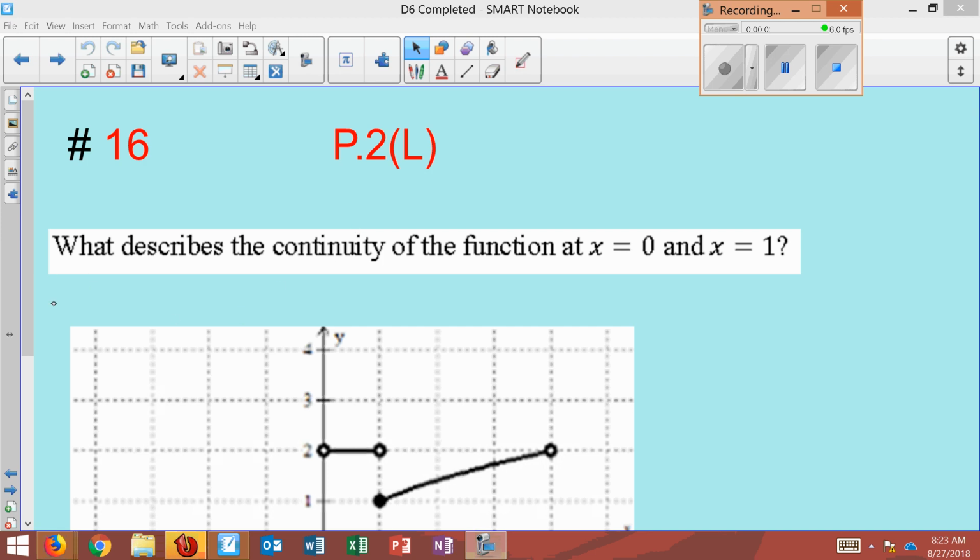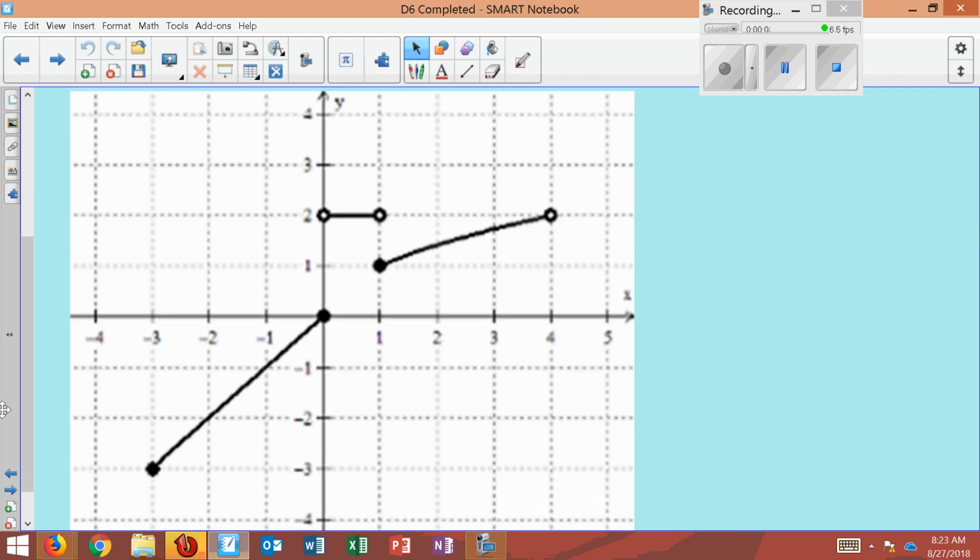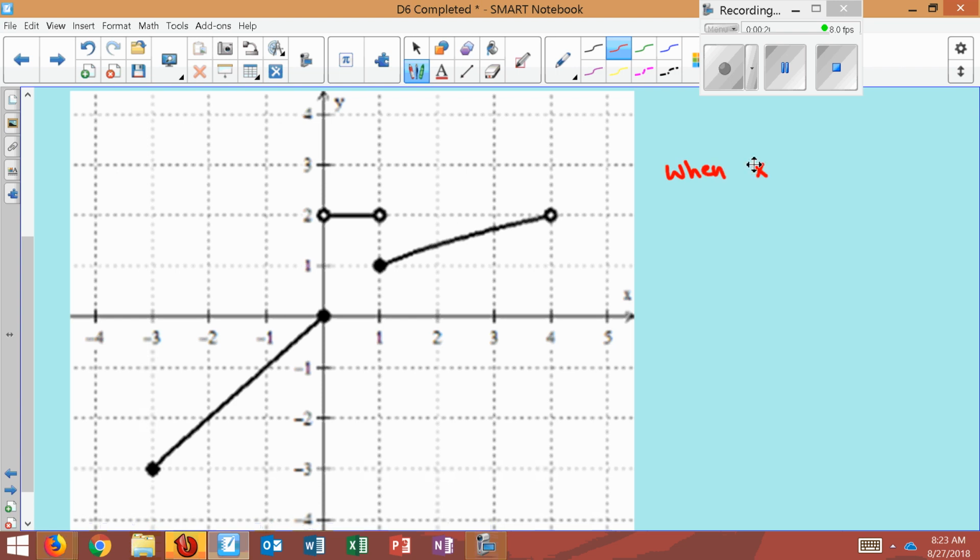Number 16, what describes the continuity of the function at x equals 0 and x equals 1? So at x equals 0, this is our x-axis here. We're looking at this spot here, and we see that the function has a break. So it's not continuous. There's definitely a break, but we see it comes from here, and it hops up 2 units, or using another word, it jumps up 2 units. That's called, when x equals 0, there's a jump discontinuity.